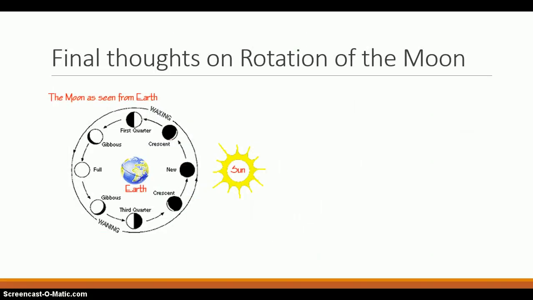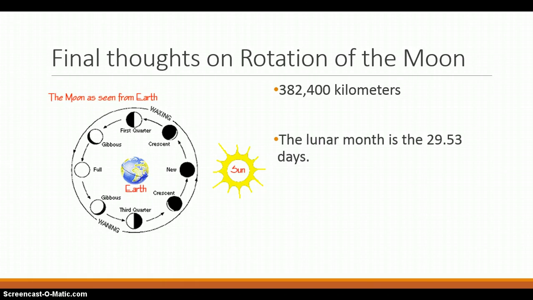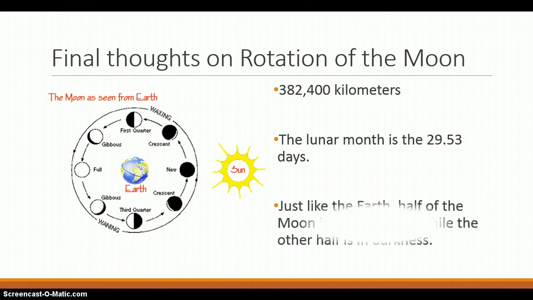Final thoughts on rotation of the moon. The moon orbits Earth at an average of about 382,400 kilometers. The lunar month is 29.53 days, it takes to go from one new moon to the next. During the lunar month, the moon goes through all of its phases. Just like the Earth, half of the moon is lit by the sun, while the other half is in darkness.